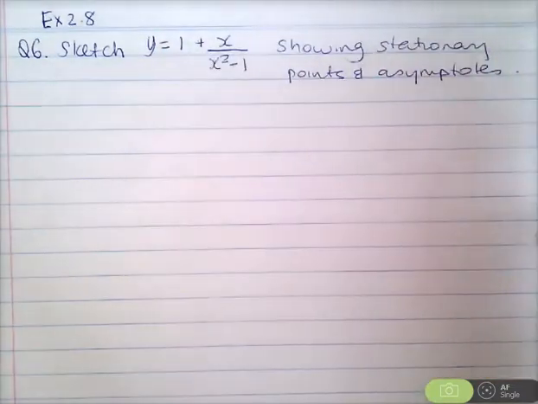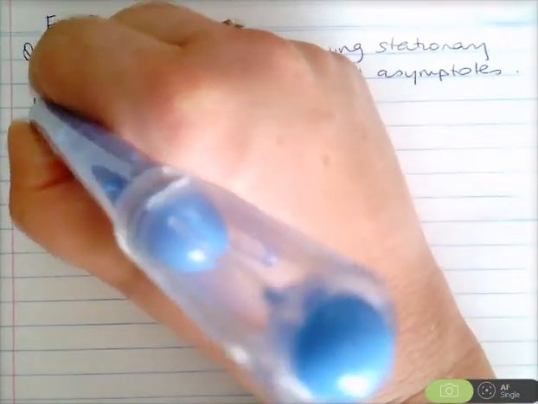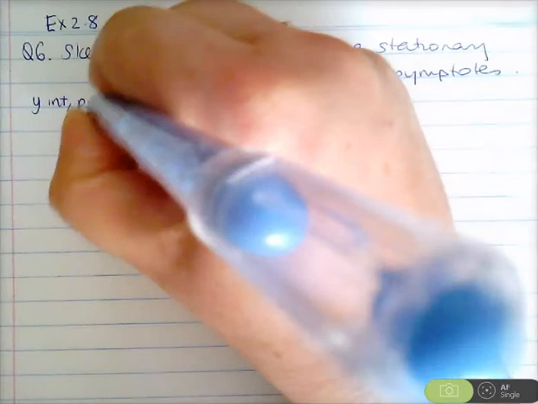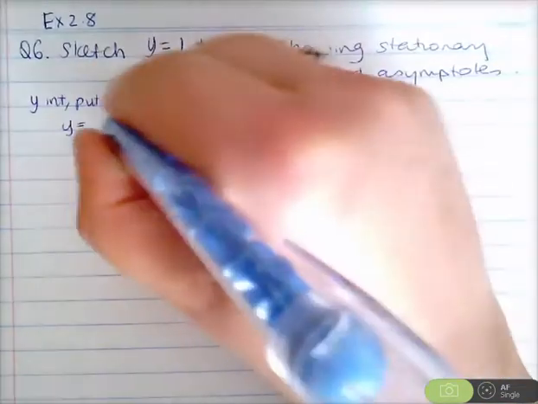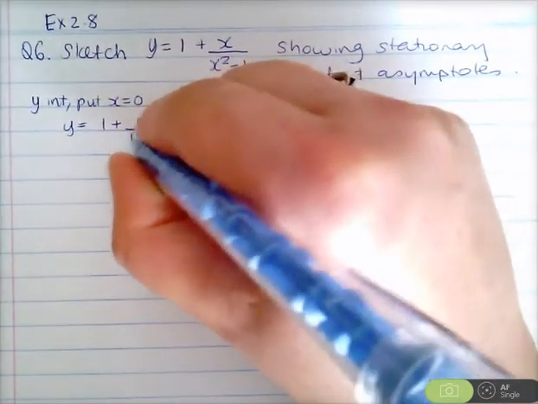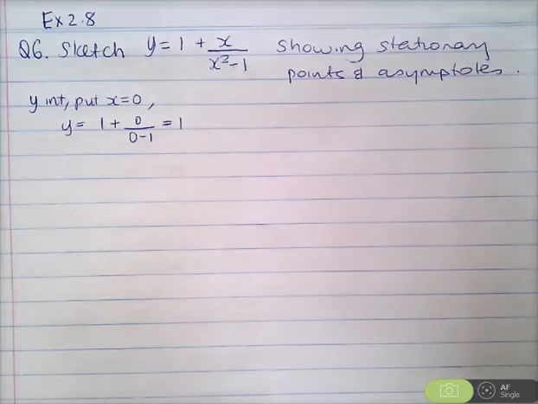So what we're going to do, we're going to look for the y-intercept first. To find the y-intercept, you put x equals 0. And we get that y is 1 plus 0 over 0 minus 1. In other words, the y-intercept is 0.